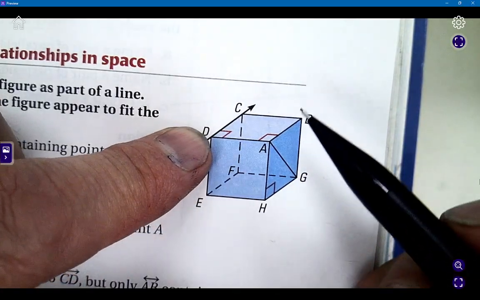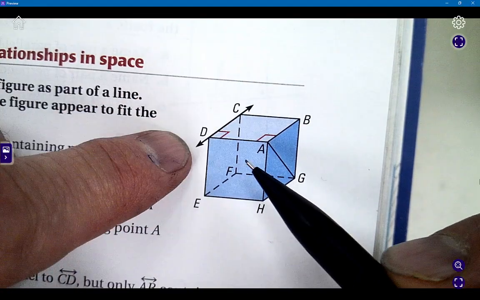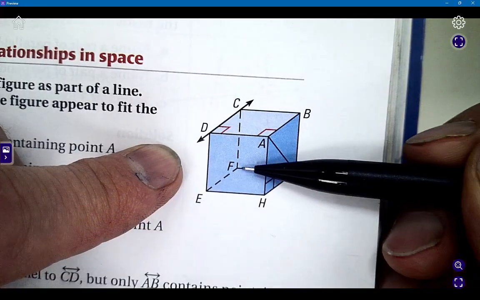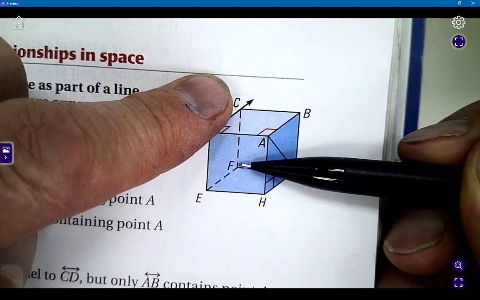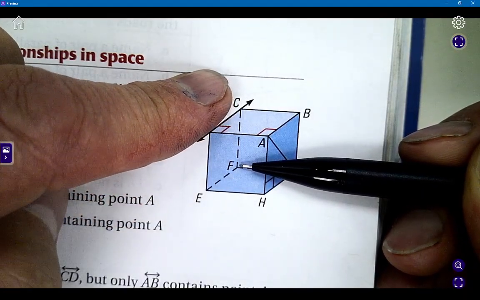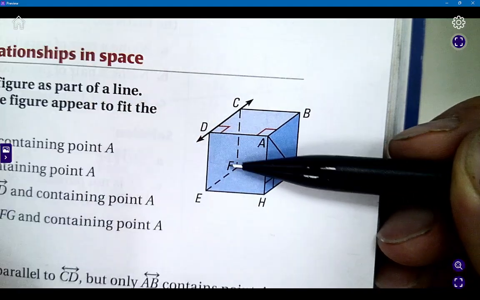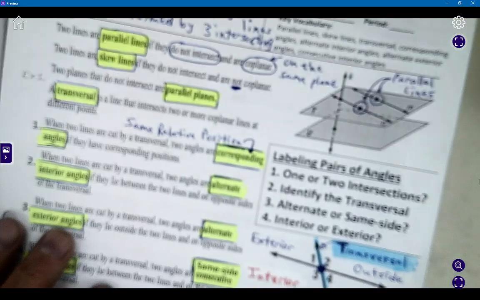And then to be skew, let's take this line DC still, and segment FG. Those would be skew, right? Because they're not on the same plane, and they don't intersect. Okay, so that's our new funky word, skew.